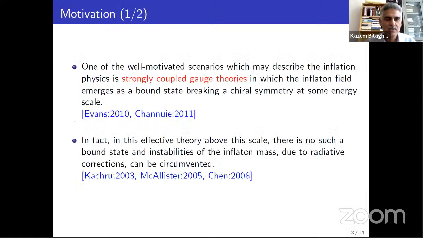I start with the motivation. One of the well-motivated scenarios which may describe inflation is strongly coupled gauge theories in which the inflaton field emerges as a bound state breaking a chiral symmetry at some energy scale. It looks like some QCD-like theory. In fact, in this effective theory, above this scale, there is no such bound state, and the instability of the inflaton mass due to radiative corrections can be circumvented here.